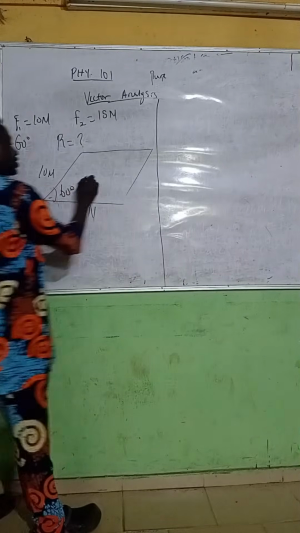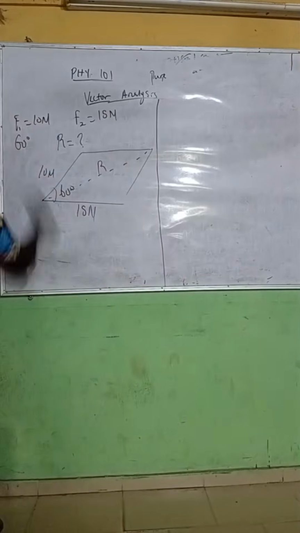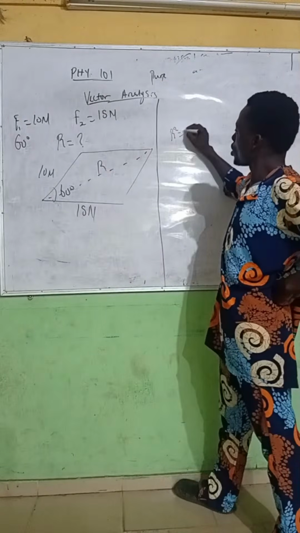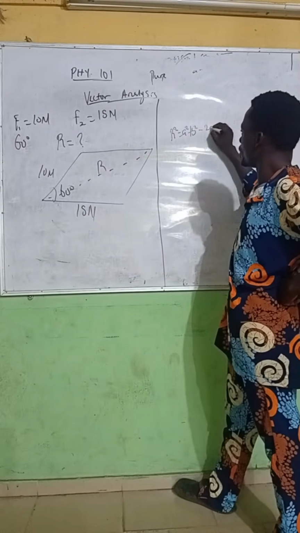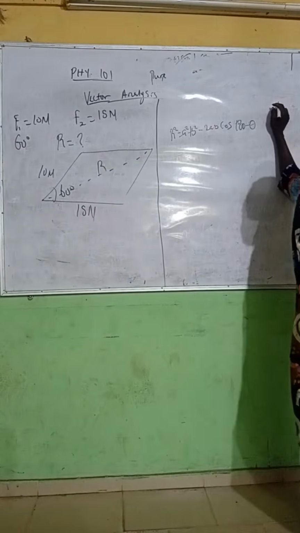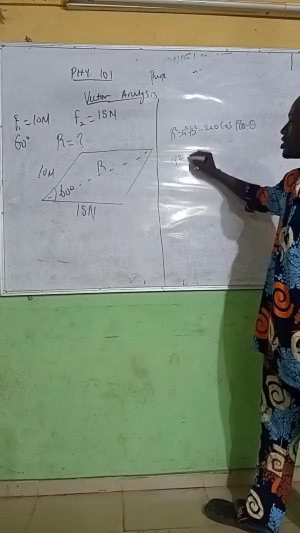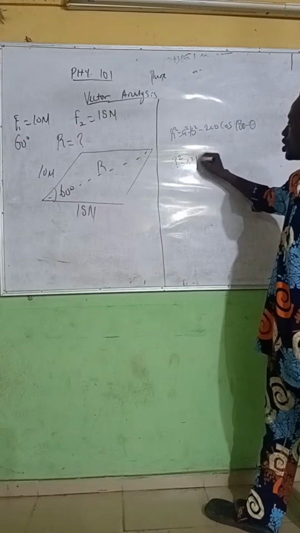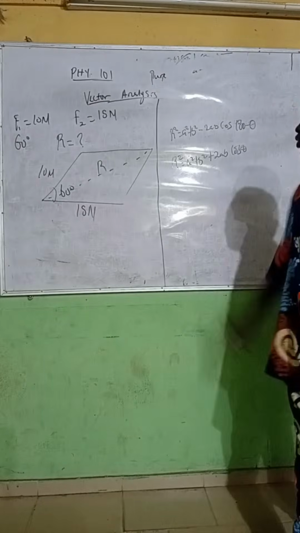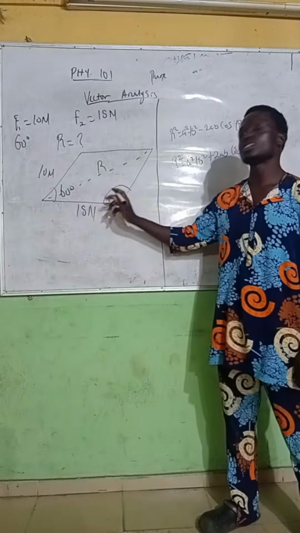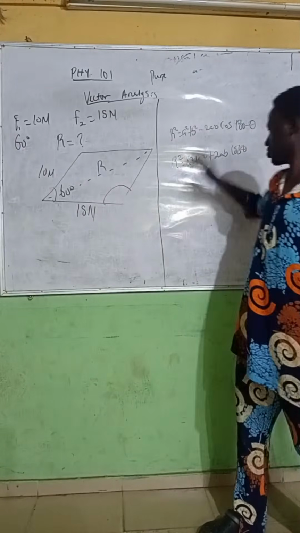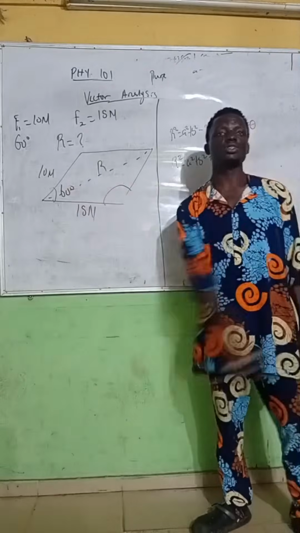So we have to find the resultant. Remember the cosine rule: R squared equals A squared plus B squared minus 2AB cos(180 minus theta). But I prefer you always use this: R squared equals A squared plus B squared plus 2AB cos theta. They are the same. So you don't need to stress yourself with this. Just use plus and use the theta given to you.